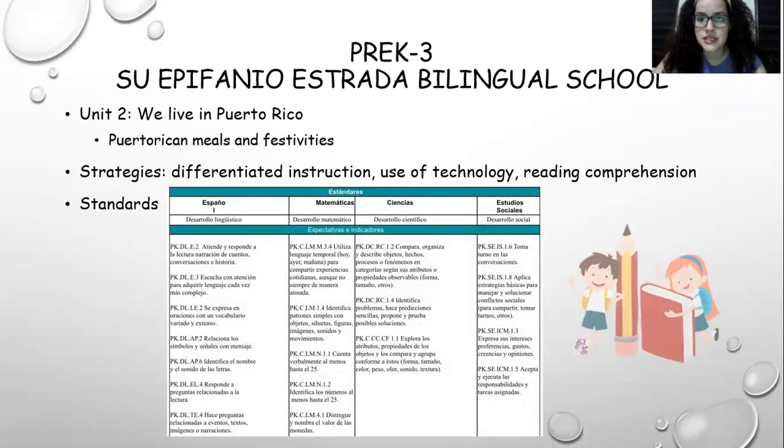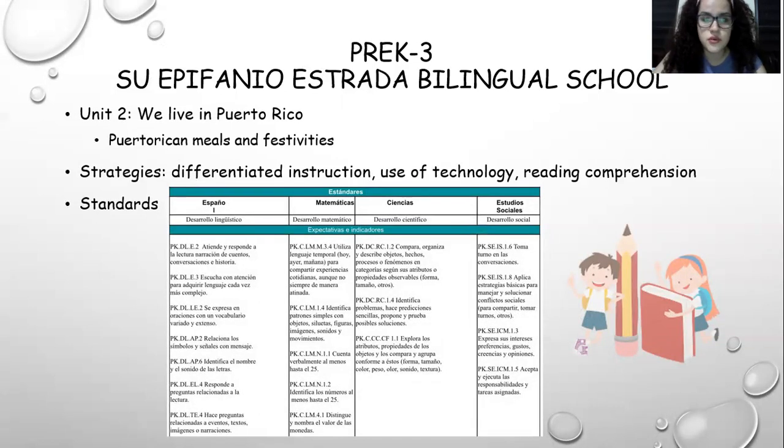I am a pre-K teacher, and this was a plan that I used the past year in Epifanio Estrada Bilingual School. I need to point out that in pre-K, we plan weekly. So I'm going to talk about the activities that I made on Monday for this week.